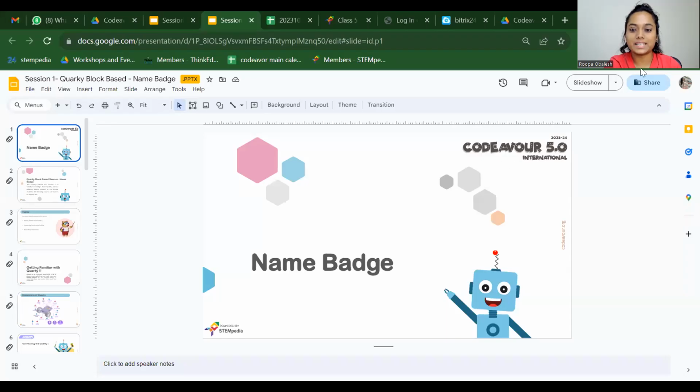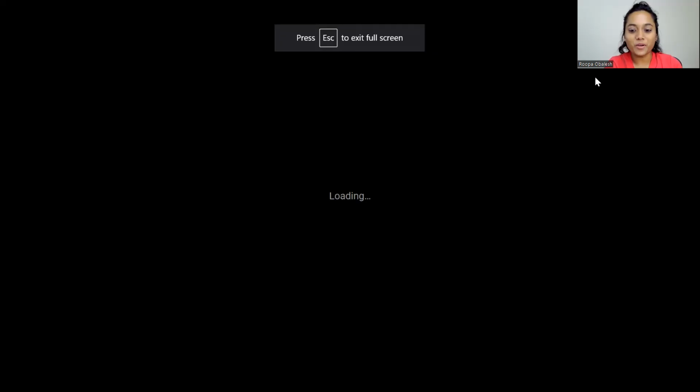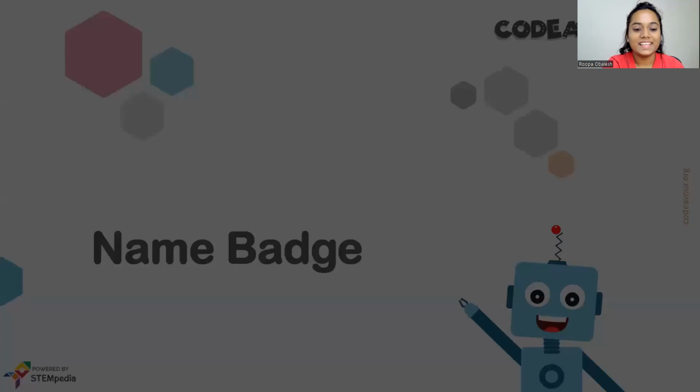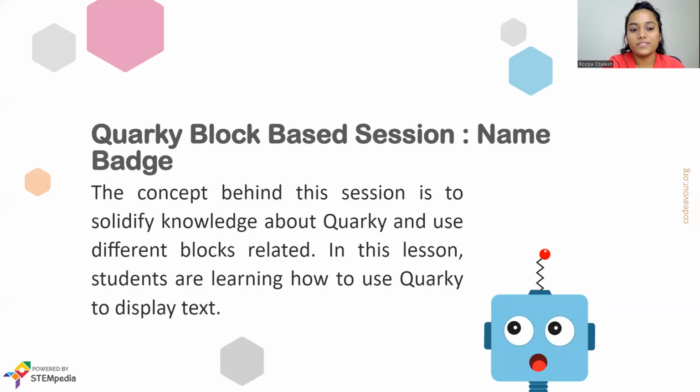I hope my screen is visible to you all. Yes, so the name of the activity we are going to do today is the name badge activity. In the name badge activity, we will be using our Quarky board to display your name or any content basically. The main concept behind this session is to solidify your knowledge on using Quarky and use different blocks related to it.